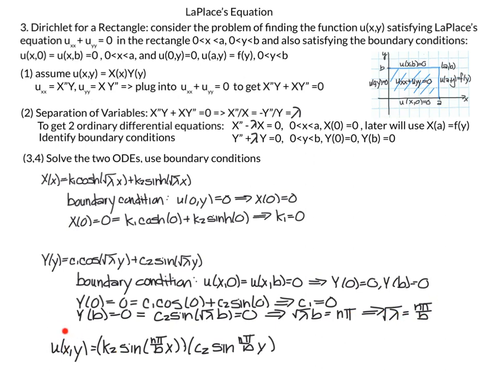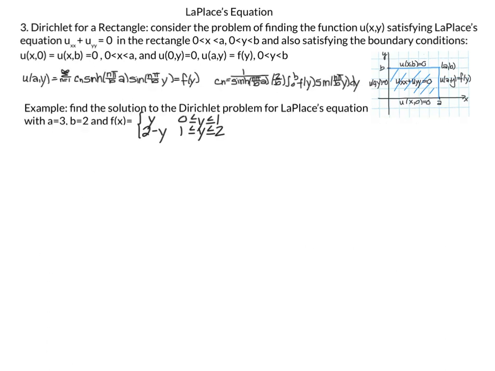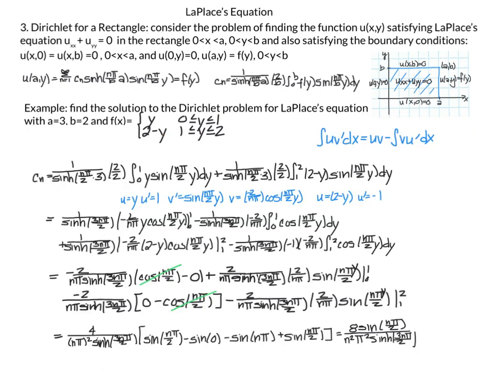And so my final solution, u of x,y, is k2 sinh of n pi over b x, c2 sine of n pi over b y, which is exactly what we got when we solved the two differential equations and then used all the boundary conditions. And here is an example problem using this formula for our solution, where a is equal to 3, b is equal to 2, and our f of y is given to us by y when y is between 0 and 1, and 2 minus y when y is between 1 and 2. Essentially, this is our solution here that we solved for.